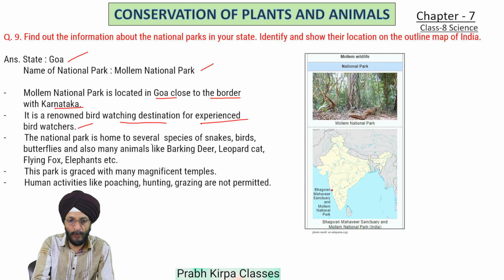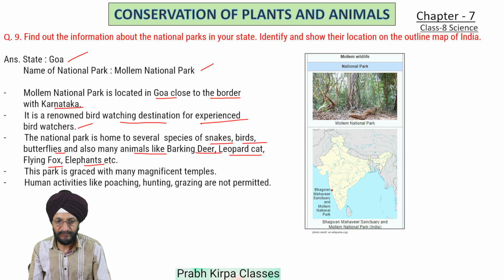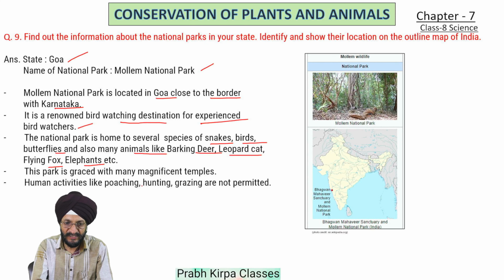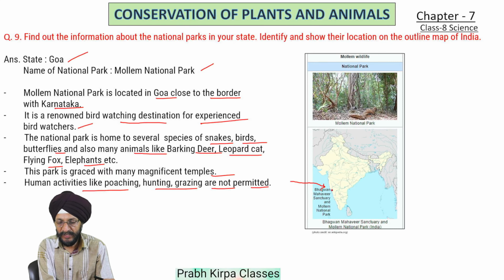It is a renowned bird watching destination for experienced bird watchers. The park is home to several species of snakes, birds, butterflies, and also many animals like barking deer, leopard cat, flying fox, etc. This park is graced with many magnificent temples. Human activities like poaching, hunting, grazing are not permitted. In this photograph, Mollem National Park has been shown on the map of India and this is one of its photographs.